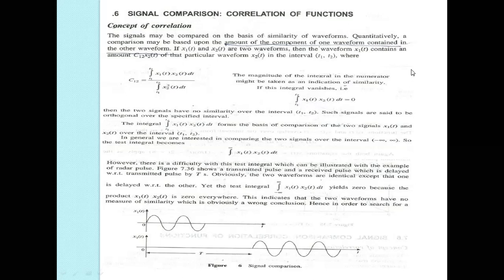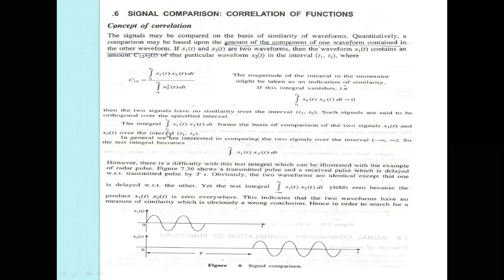If both are orthogonal, mutually perpendicular to each other, they are not similar. So one is in the y-axis and another one is in the x-axis. When the integral is 0 over the interval t1 and t2, such signals are said to be orthogonal. See, my dear students, if the two signals have no similarity over the interval t1 to t2, such signals are said to be orthogonal over the specified interval. We already learned this in the first unit itself, my dear students.